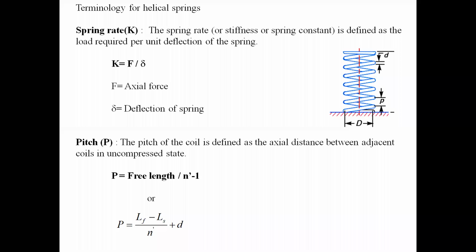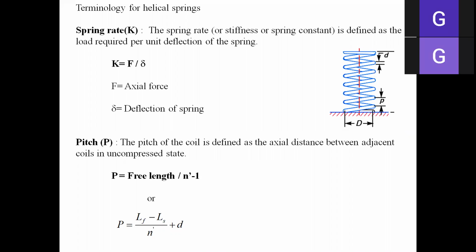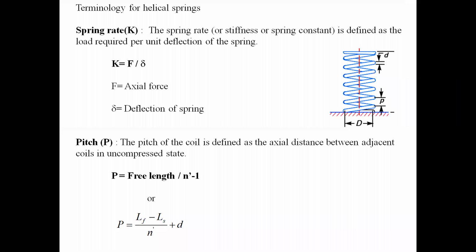It is denoted by K. The spring rate or the spring stiffness K is equal to force divided by deflection. Force is generally in Newton and deflection is in mm, so Newton per mm is the spring rate. Spring rate is different for different springs. If you change the spring, obviously the spring rate is going to change. The spring rate is a very unique quantity which is important in our spring.